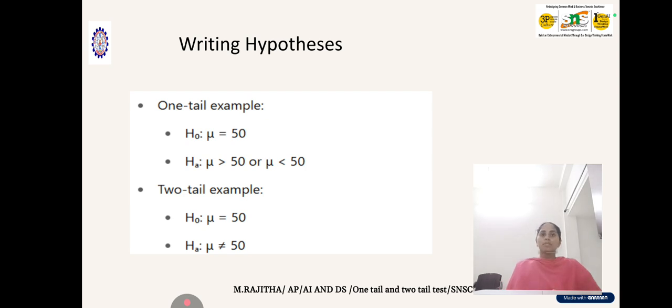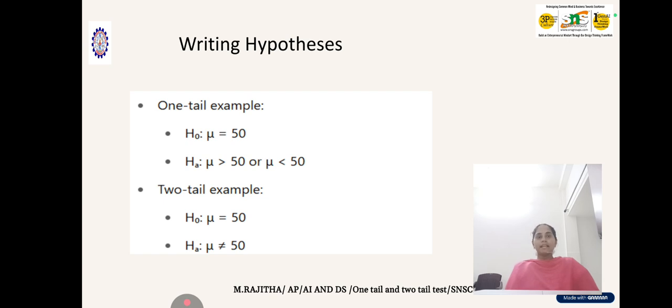Hypothesis for both tests. Writing hypothesis is the first and most crucial step in hypothesis testing. For a one-tailed test, the null hypothesis usually states that a population parameter is equal to a specific value, while the alternative hypothesis states that it is either greater than or less than that value. For example, mu equal to 50 and mu is greater than 50.